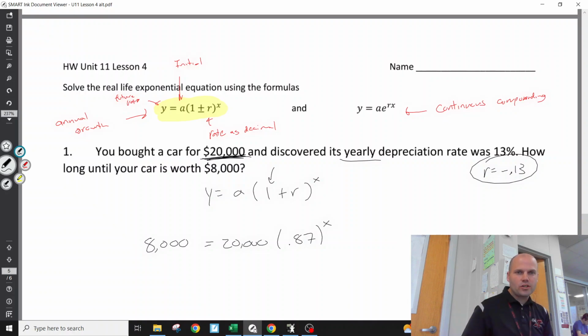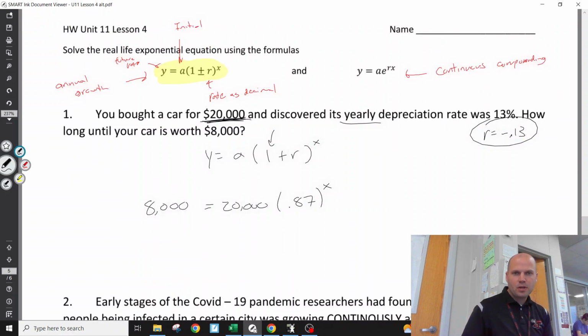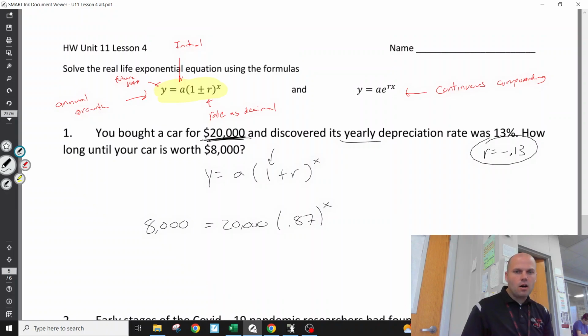Now for all these equations, it's very simple. Once it's set up, there's nothing being added on at the end. All we need to do is isolate what x is attached to. X is not attached to 20,000 and 0.87, it's just attached to the 0.87. So what is 20,000 doing? It's multiplying. The first step for all of these is to divide.